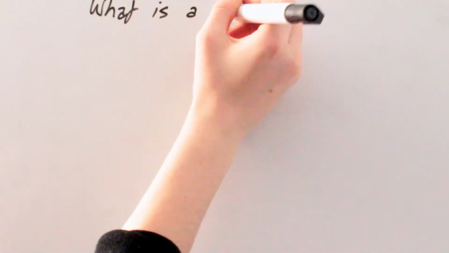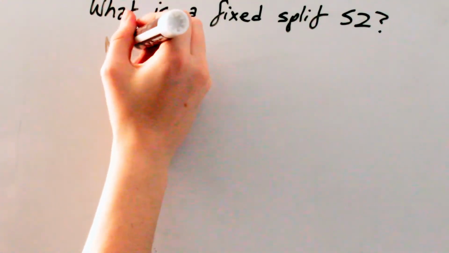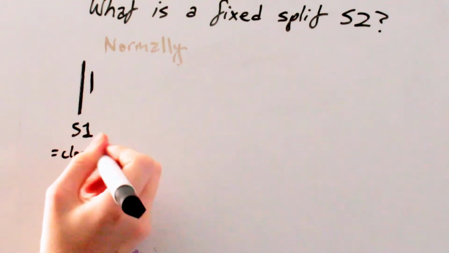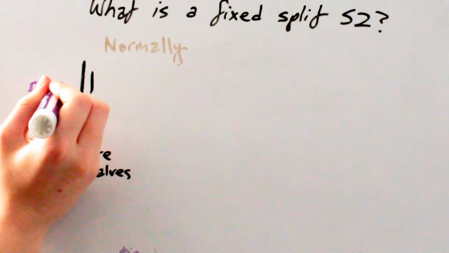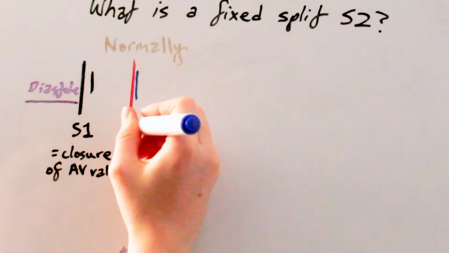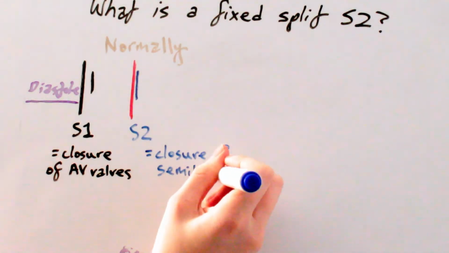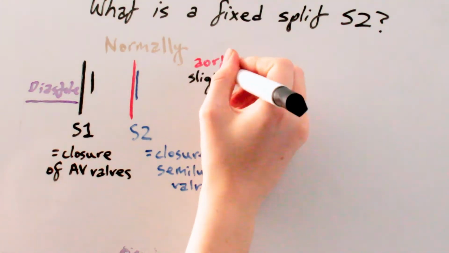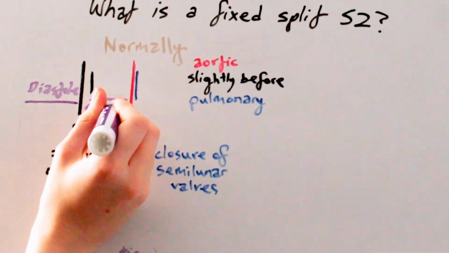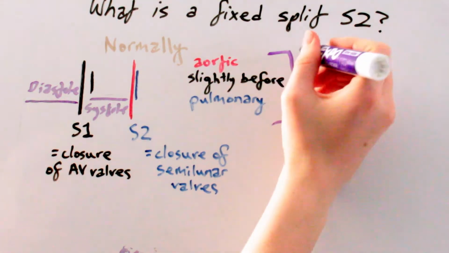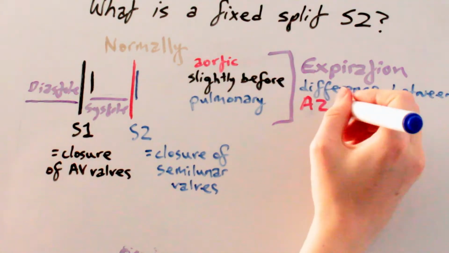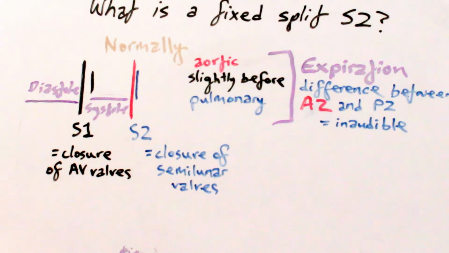So what is a fixed split S2? Well, normally we have two heart sounds. S1 over here is caused by the closure of atrioventricular valves, which occurs at the end of ventricular filling. S2 is created by closure of the semilunar valves, and as you can see, the aortic valve always closes slightly before the pulmonary valve at the end of ventricular emptying or systole. This is what happens during expiration, and the difference between A2 and P2 is inaudible.